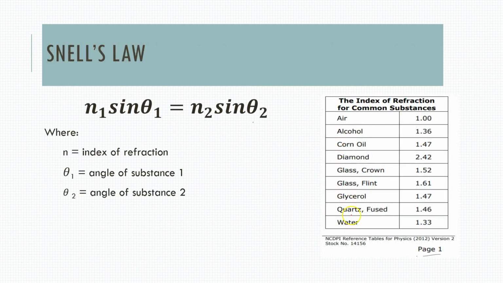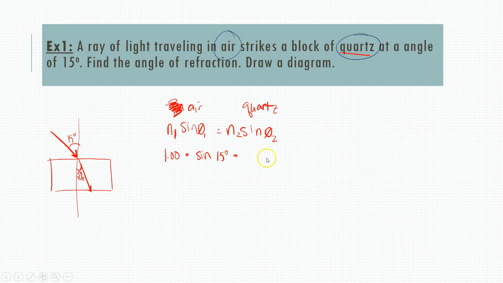So go back here. Quartz, we're going to assume that it is fused quartz because that's the only quartz that we have, is 1.46 the sine of that theta. That's what we're hunting, is that theta right there. So if you put all of this in your calculator, you will get a theta equal to 10.210 and some change. Now let's talk sig figs.